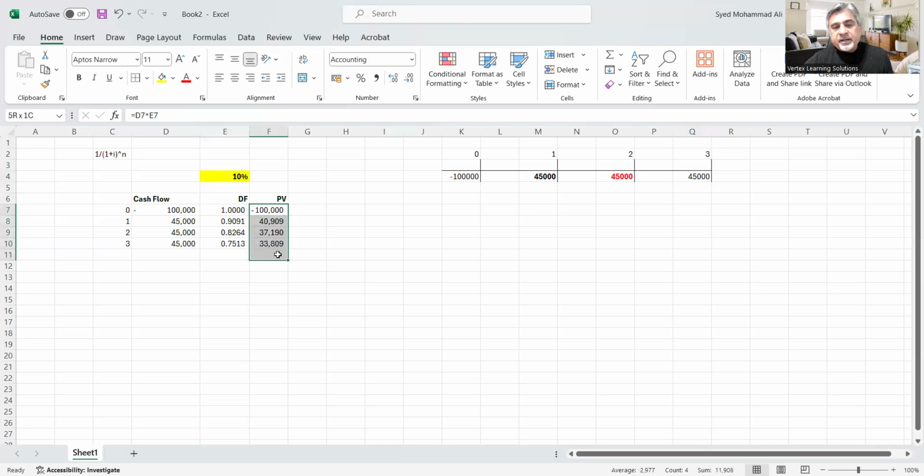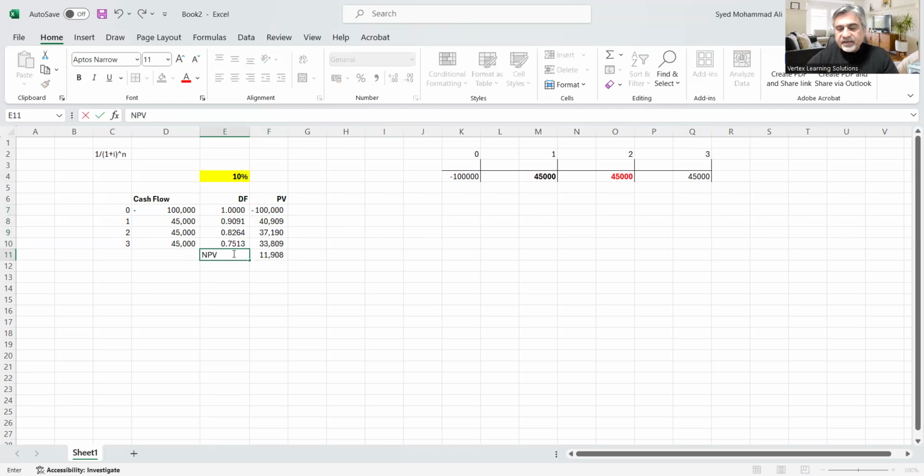And then when you make a sum total of these numbers, you get an NPV of 11,908. Okay. So because our NPV is positive, we say that we are going for this project. This project is acceptable. So far, this is a very basic thing, which we discussed before in the previous session as well about introduction to NPV.